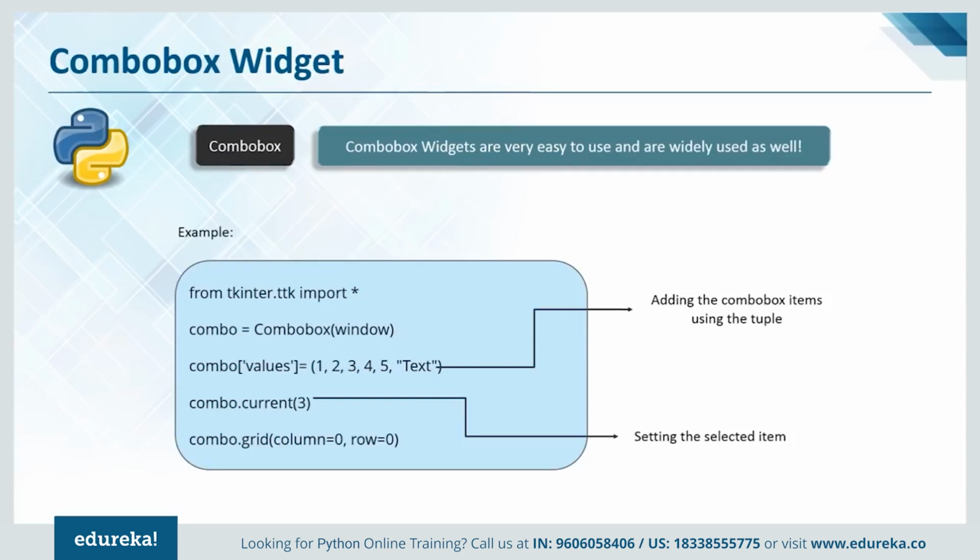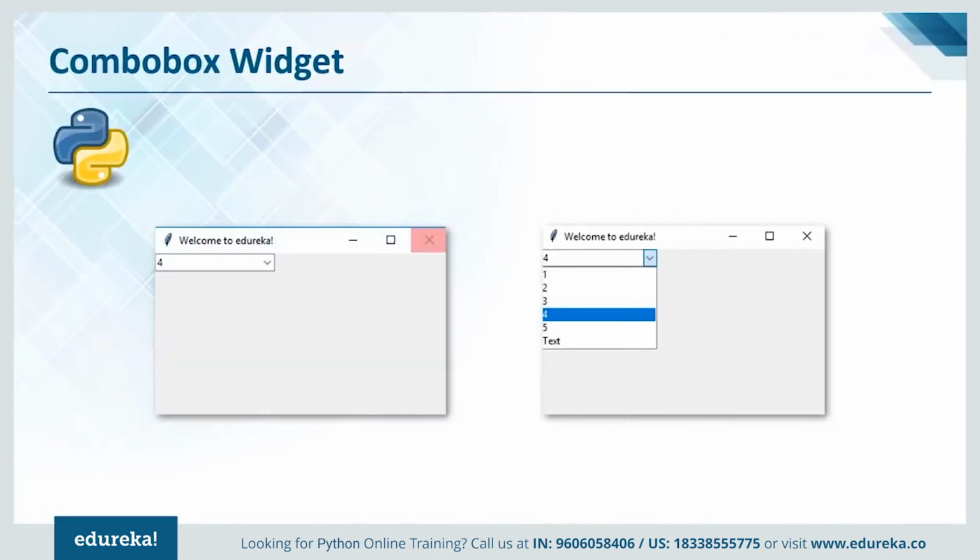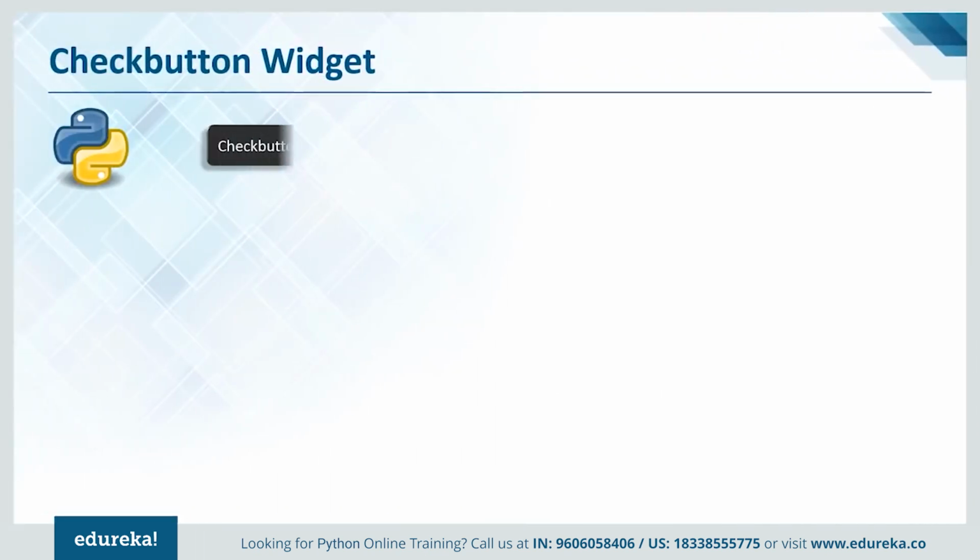1 to 5 were numeric inputs, right? But we can have a textual input as well. It is defined using double quotes, and we will later set the selected input. Lastly, we have the grid function to place the widget on the window as well. Again, check out the example here, guys. We have the drop down menu and it displays all that we have defined in the code. Another easy widget, done.